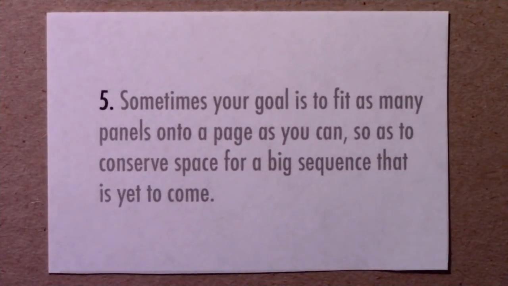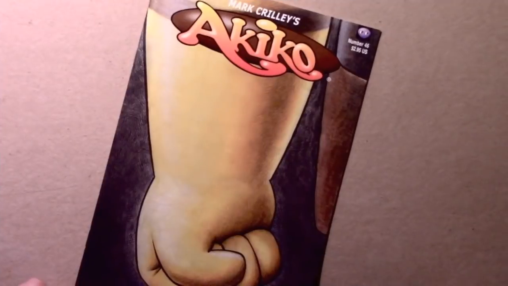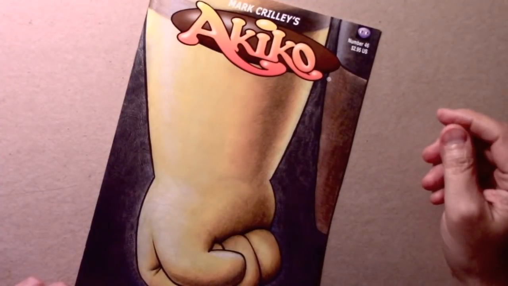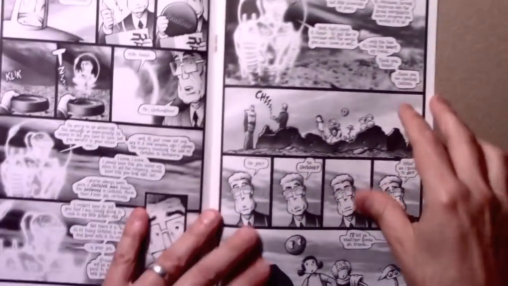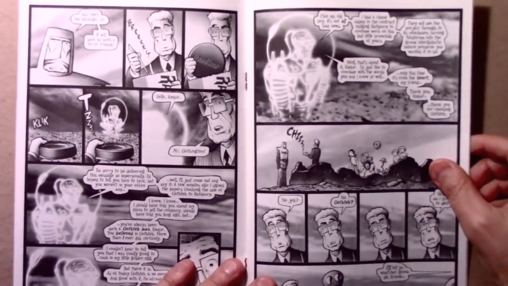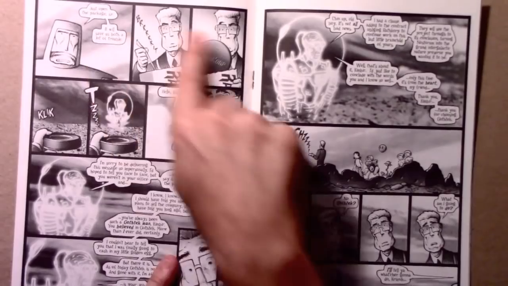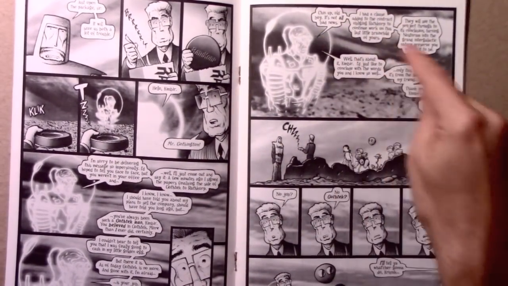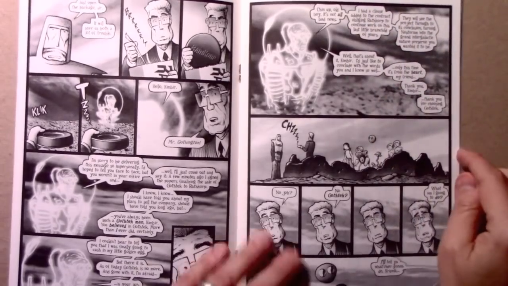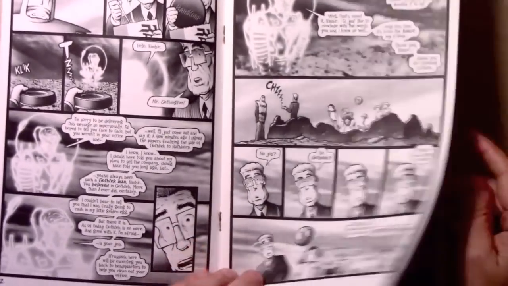Number 5, sometimes your goal is to fit as many panels onto a page as you can, so as to conserve space for a big sequence that is yet to come. This time my example comes from one of the later issues of my Akiko series, and I'm just going to show you quickly a bunch of pages where there are panels of relatively small size, and even when they're bigger you can see that it's mainly for accommodating all the dialogue that I wanted to get in there.